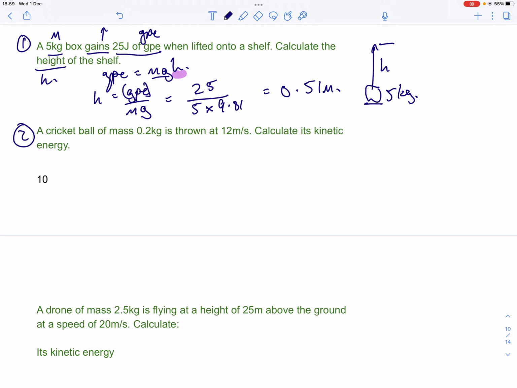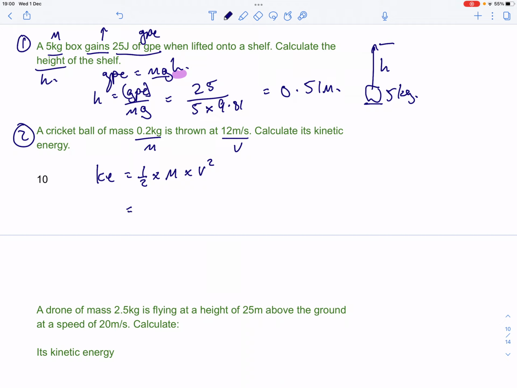Question 2 here is for kinetic energy. It's a nice straightforward one. A cricket ball of mass 0.2 kilograms, so that's the mass, is thrown at 12 meters per second. So that's got to be the velocity. And it says calculate its kinetic energy. So its kinetic energy is equal to a half times the mass times the square of the velocity. So half mv squared.